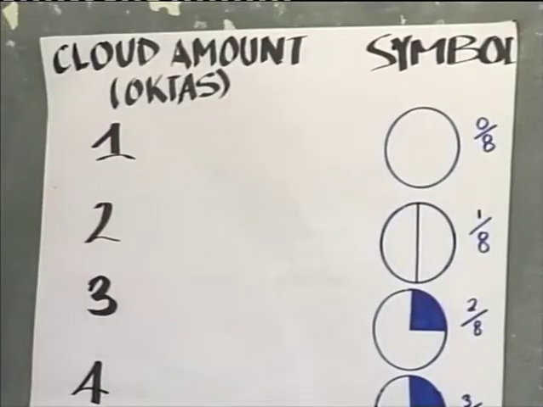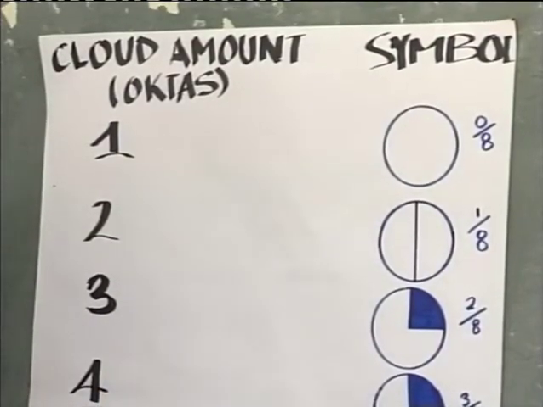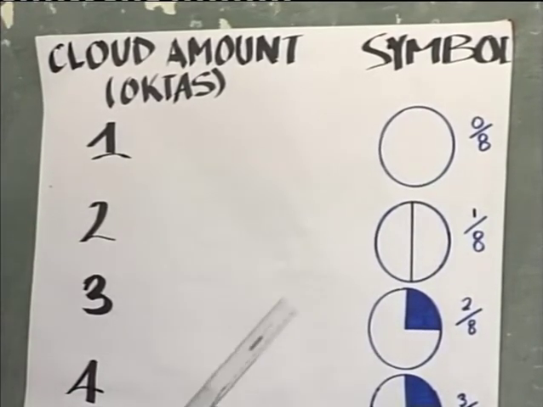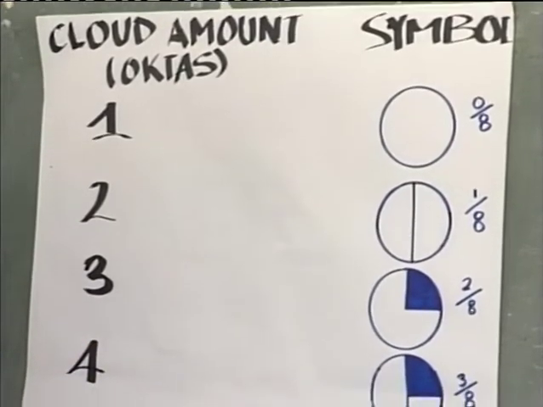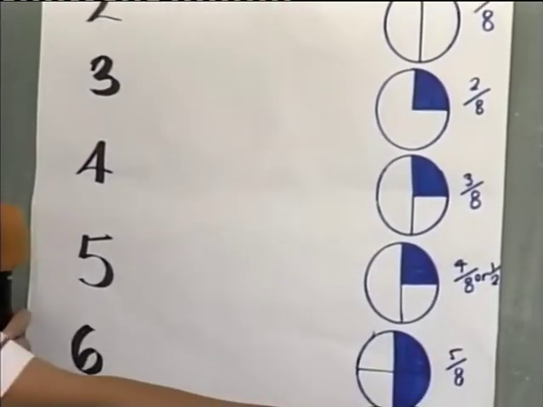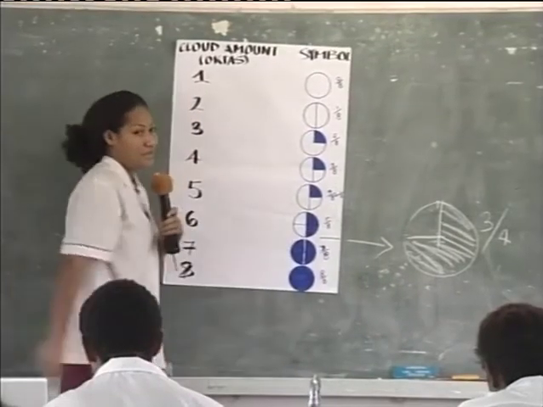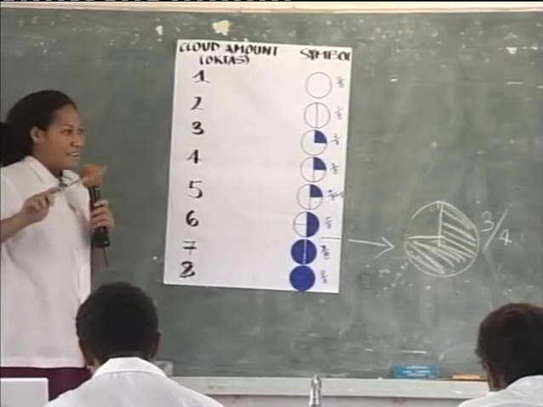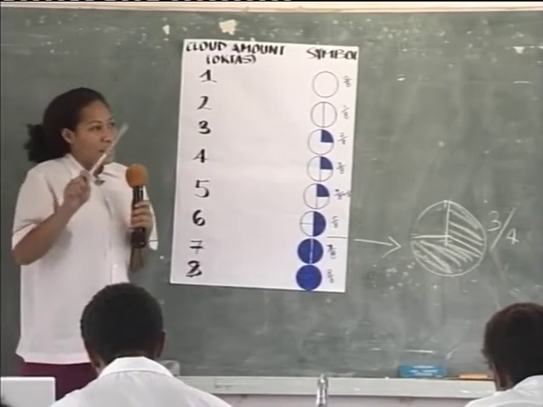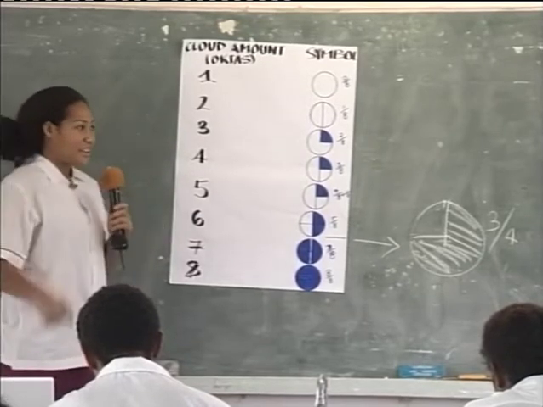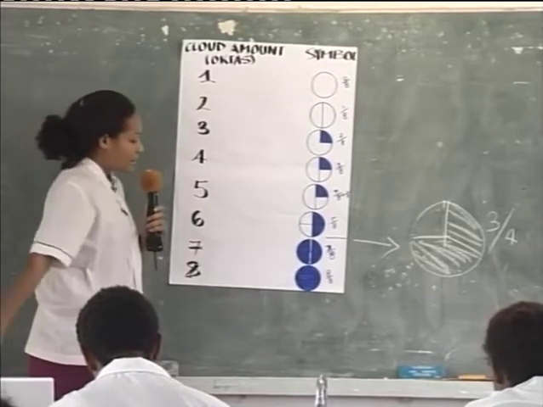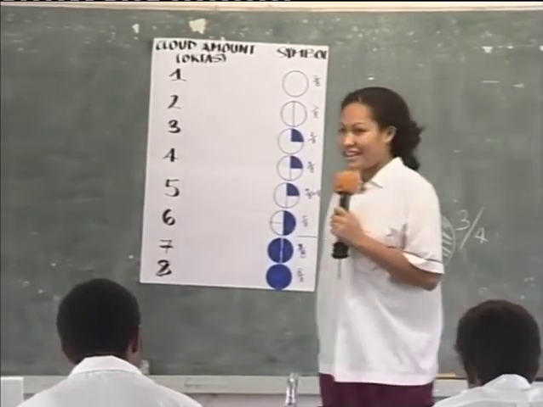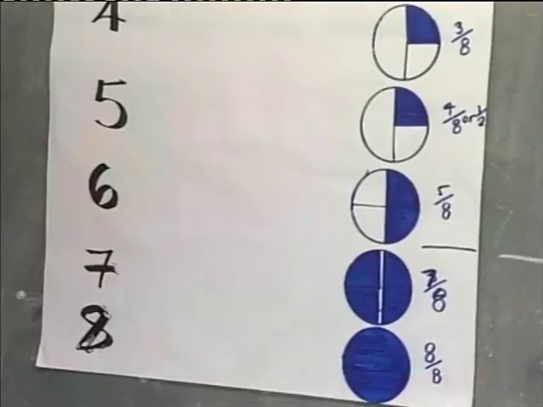This symbol here represents a clear sky. That's 0/8. And as you make your way down, this proportion here comes after 5/8, and that's nearly like a full cloud, like a very dull sky. And this here is complete cloud cover. Yeah, and that's about it.